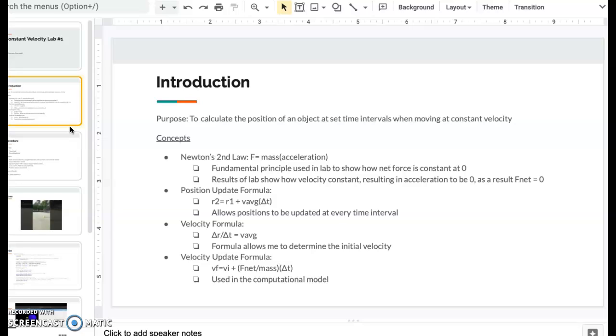Now, the following concepts or equations are going to be used: Newton's second law, the position update formula, the velocity formula, and the velocity update formula, which is also another form of Newton's second law. Newton's second law, force equals mass times acceleration, shows that the F net equals 0 throughout the entire experiment. The position update formula was used to determine the position at every time interval. The velocity formula is used to determine the initial velocity, and the velocity update formula is used in the code but not necessarily during the experiment.